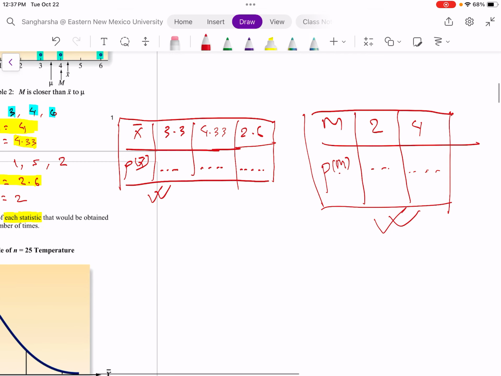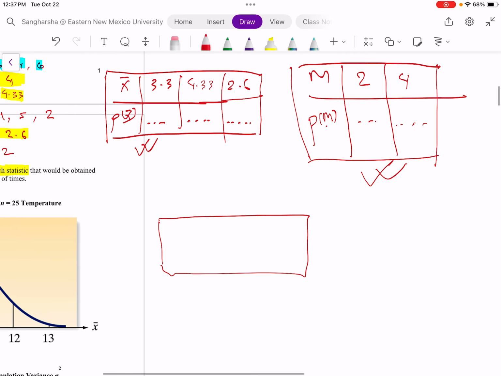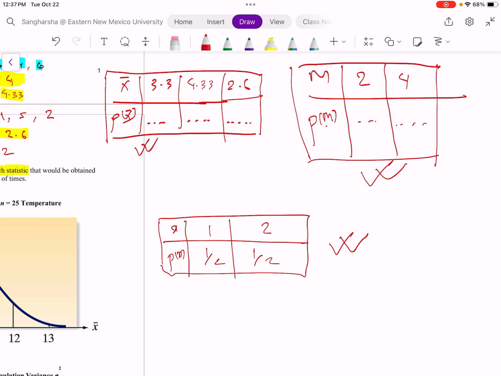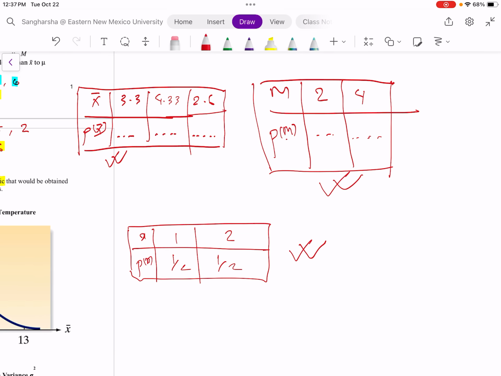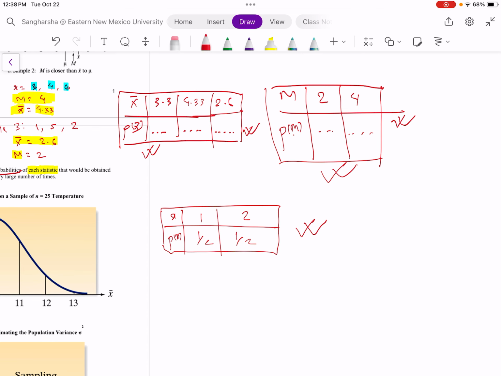Now, what's the difference between the sampling distribution and our discrete probability distribution? We had X here, we had P of X, and X taking values 1, 2, with probabilities 1/2, 1/2. This is our discrete probability distribution. The first table is a discrete probability distribution, but these two tables are sampling distributions. They look the same: both are tables, both have values, both have probabilities associated with each value. But what is the difference here?